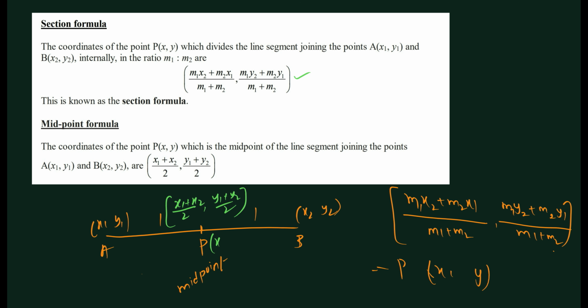So this will give the point P (x, y), where the x coordinate is equal to x1 plus x2 by 2, and the y coordinate is equal to y1 plus y2 by 2. Why? Because here m1 and m2 both become 1. So this is also 1, this is also 1, this is also 1. Then 1 plus 1 in the denominator gives you 2. Now you see the m1 and m2 values are removed because they are 1. The remaining things are x1 plus x2 by 2, and y1 plus y2 by 2. This is the midpoint formula. These are the formulas in coordinate geometry.